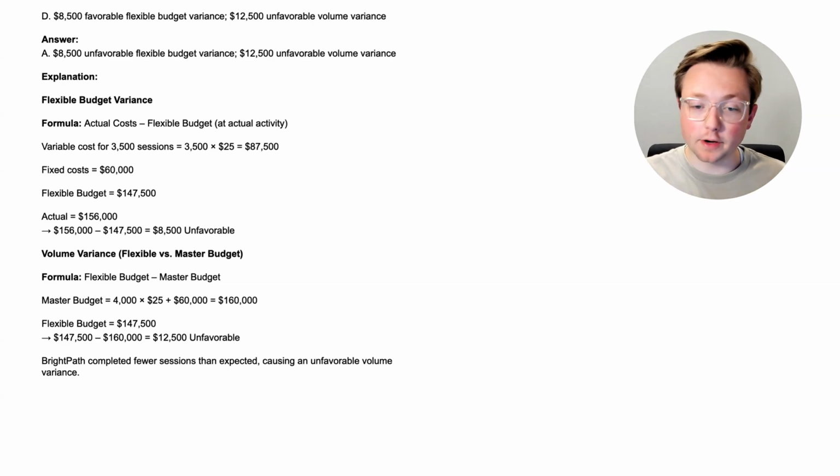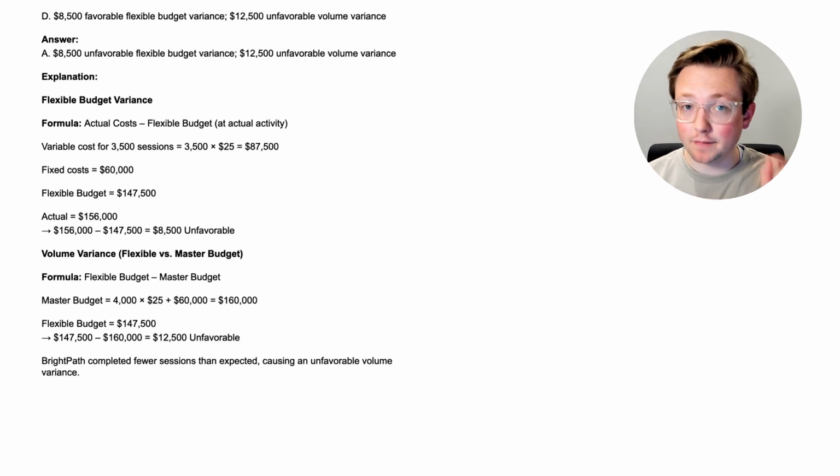Now we go to the volume variance, and this has a lot to do with the flexible versus the master budget. The formula here is you take the flexible budget less the master budget, and we already know what the flexible budget is. We calculated that up above, so we need to figure out what the master budget is, and the master budget is basically the standard, what they were expecting. 4,000 tutoring sessions at $25, and then you add the fixed costs, and so it's $160,000, and compare that to the flexible budget of $147,500, and that's a $12,500 difference.